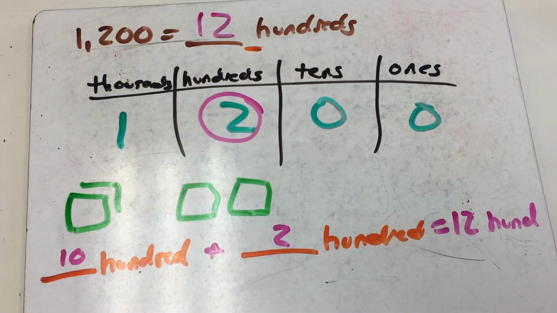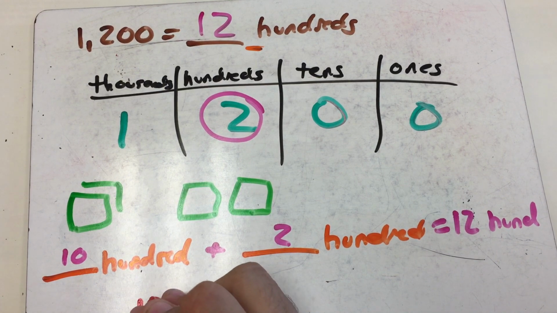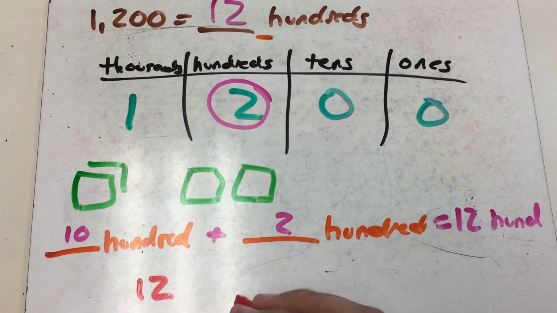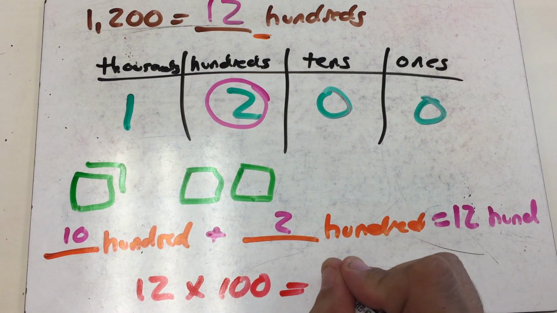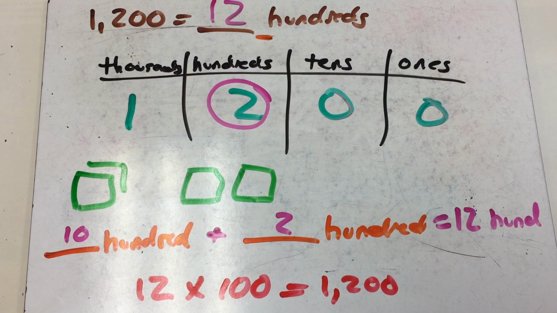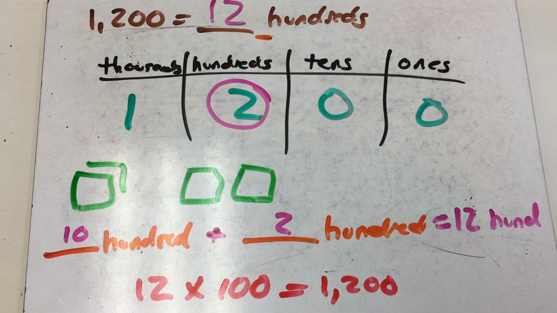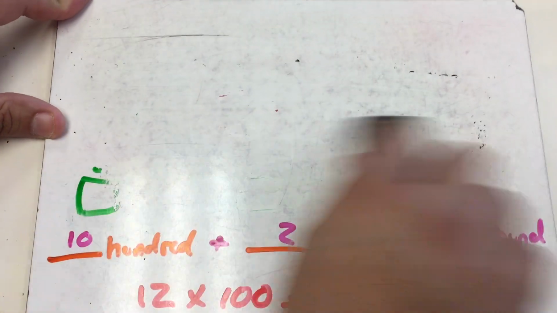I can also show that through a multiplication equation here. I can say that 12 groups of 100 equals 1,200. It's going to get me that same answer. So that was what we did in the last video. Right now we're kind of working backwards. Let's look at a slightly different example.